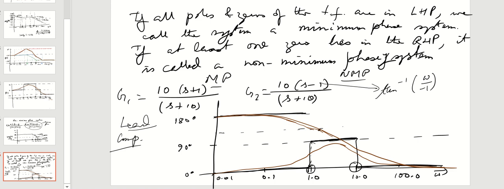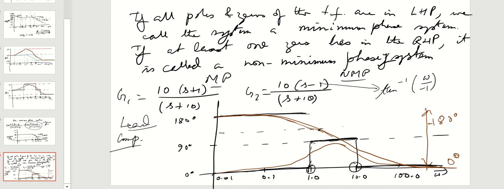Look at the net change in the phase in going from low values to high values. It is 180 degrees. Or if you like, minus 180 degrees is the total change. Whereas if you look at this, the minimum phase one with all its poles and zeros on the left, the net change is 0 degrees.